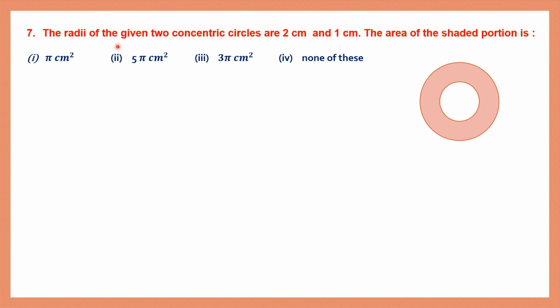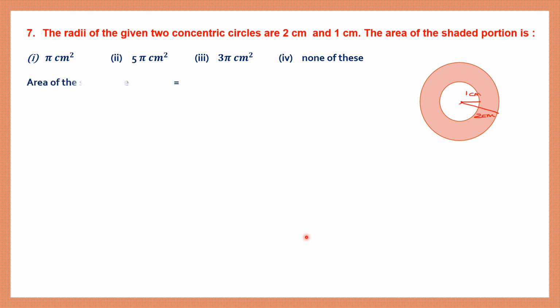Question 7. The radii of the given two concentric circles are 2 centimeters and 1 centimeter. So we have two concentric circles here. The radius of the smaller circle is 1 centimeter. And the radius of the bigger circle is 2 centimeters. Now what is our question? We are asked to find the area of the shaded portion, that is only this portion. So to find the area of that, we should first find the area of the bigger circle, find the area of the small one, and then subtract the two, we will get the area of the shaded portion.